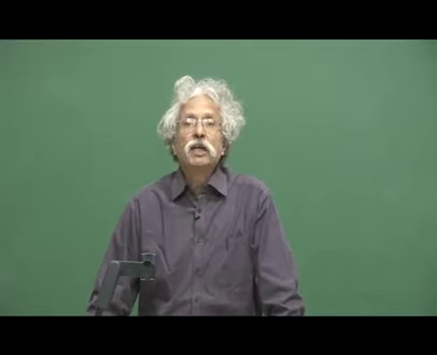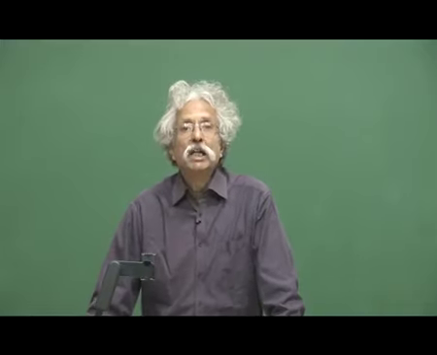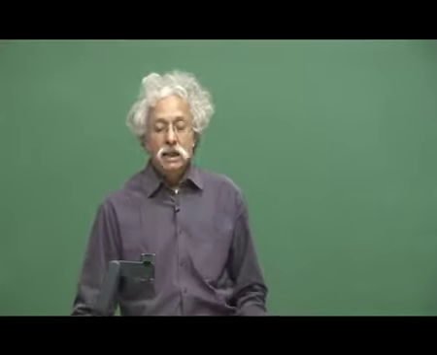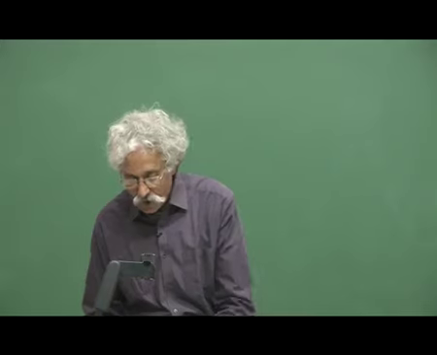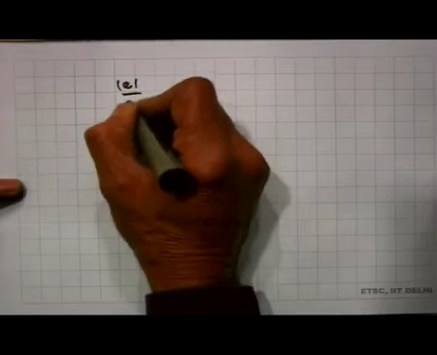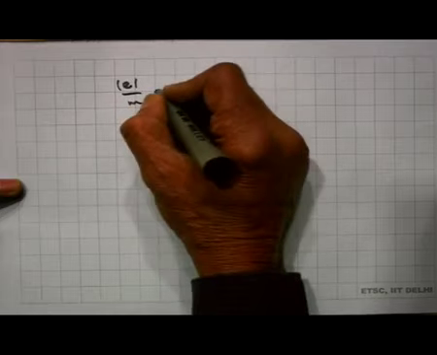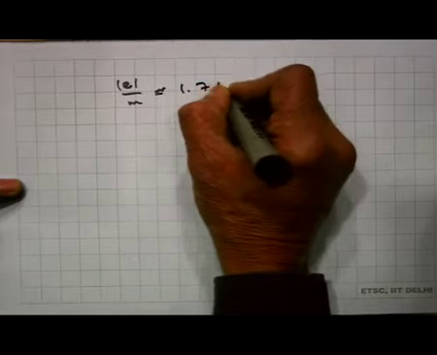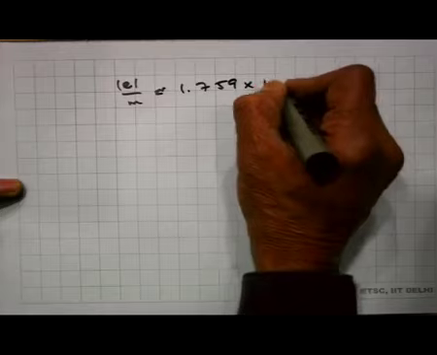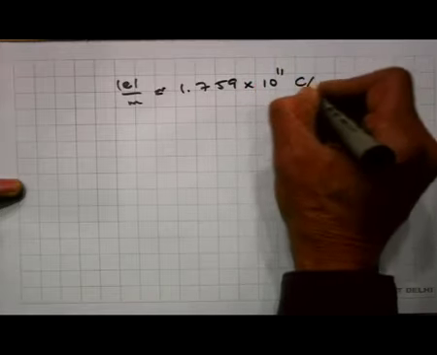And he obtained the same value of mod e by m for all these particles, from which he concluded that this must be another particle, a component of all atoms, and that is the electron. He obtained the value of e by m, which is now given by approximately 1.759 into 10 to the power 11 coulomb per kilogram.